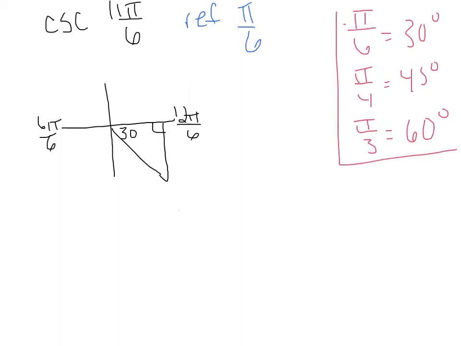And now I'm going to do this the exact same way I've been doing it. Across from 30 is 1, across from 60 is root 3, and across from 90 is 2. And then just fill in my positive and negative values. If I'm going down in the negative direction, then that 1 has to be negative. Root 3 is positive because I'm going in the positive direction of the x-axis. Now I'm going to find my values. Cosecant is the ratio of hypotenuse over opposite. My hypotenuse is 2, and my opposite side of 30 is a negative 1. So that means the cosecant of 11 pi over 6 is negative 2.